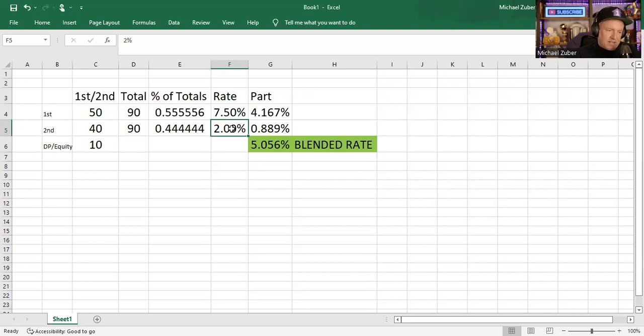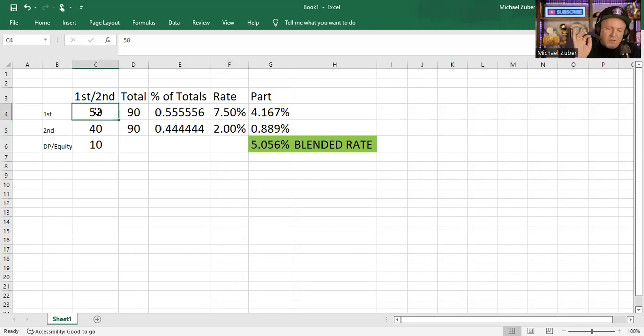So again, a lot of you understand that when I try to do the 50, 40, 10, I am trying to get below market interest rates on the total debt. Yes, I have to go through a non-QM lender. That's just what I have to do for the first, but then we get to negotiate with the second. So let's change this up. Let's just see how this works.